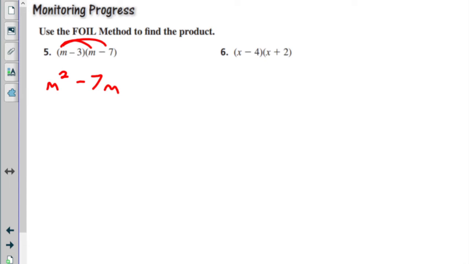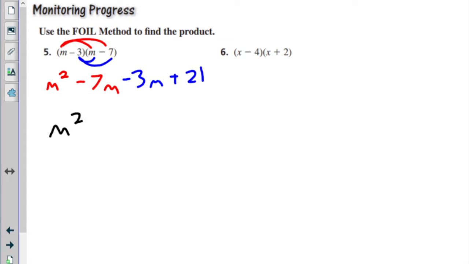Then we're going to distribute our, we're not distributing a 3, we're distributing a negative 3. Careful on that. So we're distributing a negative 3. Negative 3 times m is negative 3m. Then we have negative 3 times a negative 7. Negative times a negative is a positive 21.